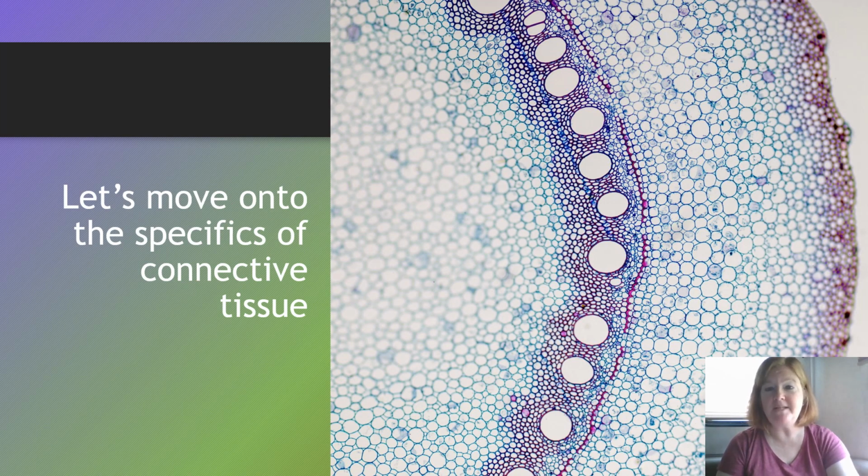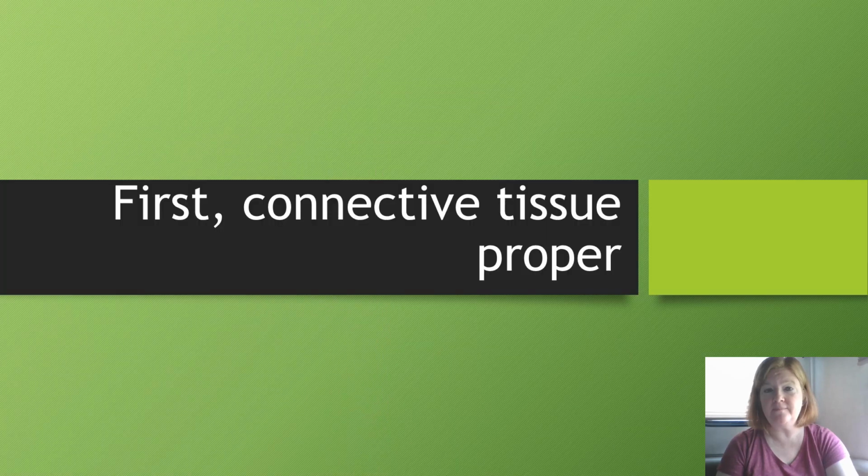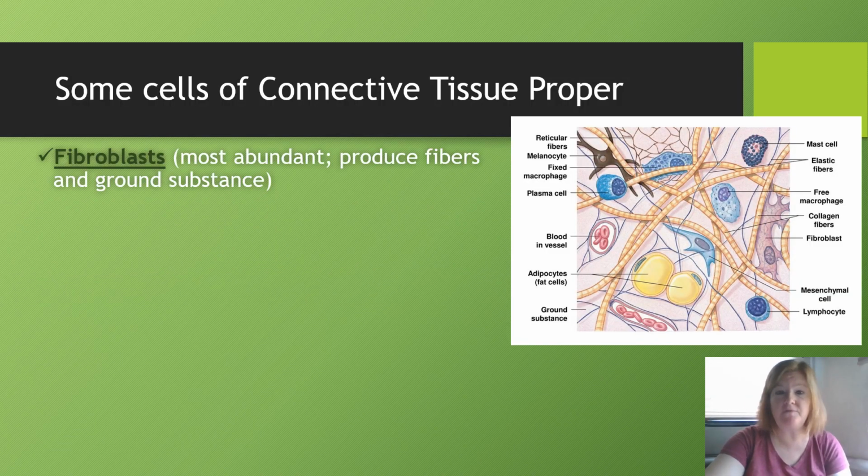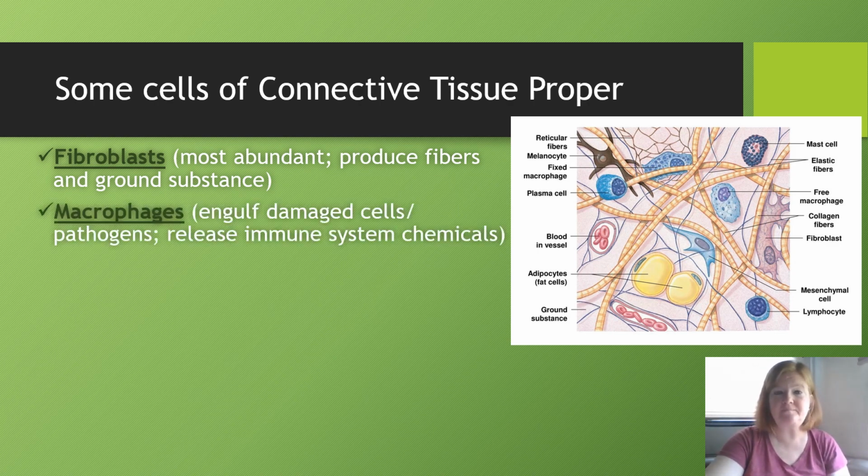So let's move on to the specifics of connective tissue. First, connective tissue proper. All right, let's go over some of the cells in connective tissue proper. So we have fibroblasts, so they produce fibers, not a stretch, and ground substance. They're the most abundant cell type.